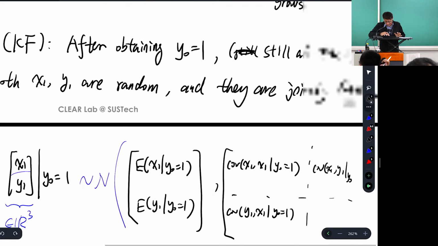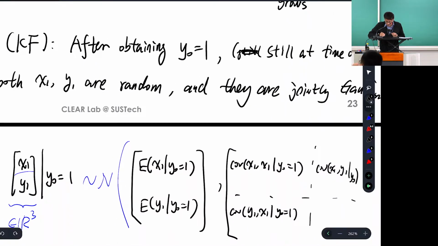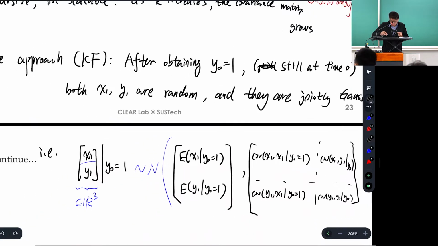Anyway, let me zoom in. Given y0, and this is y1 with y1 given y0 equal to 1. I didn't write what y0 is, but you see what I mean. That's the covariance matrix now.